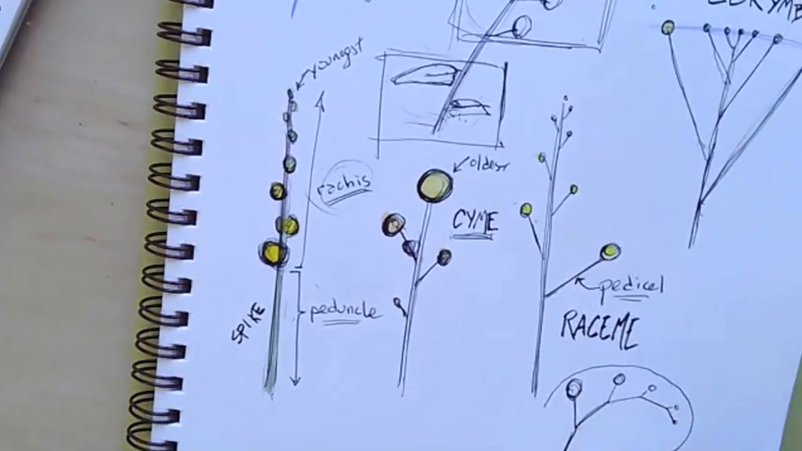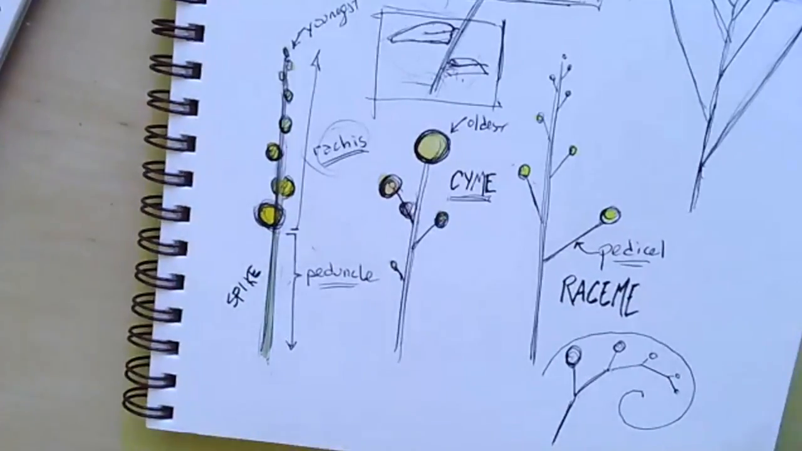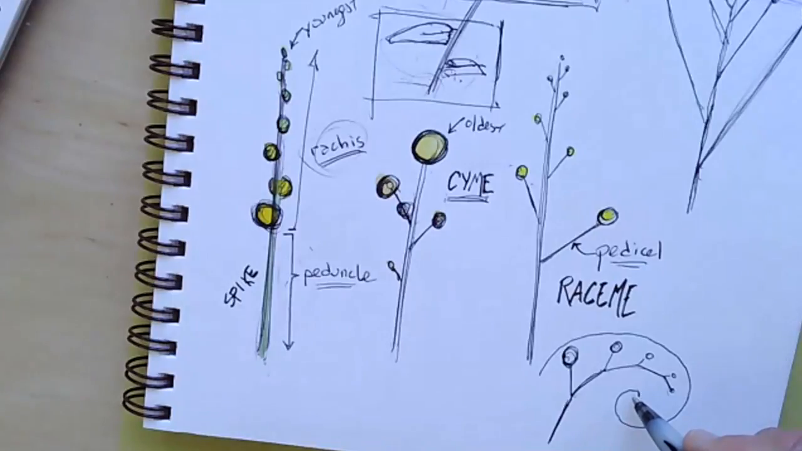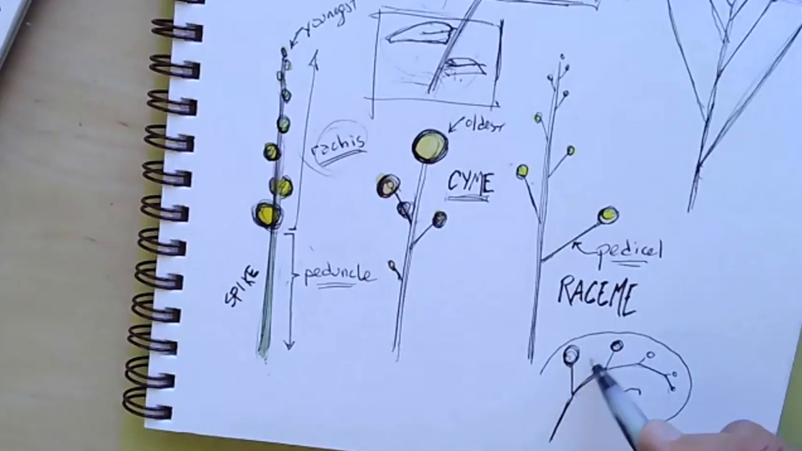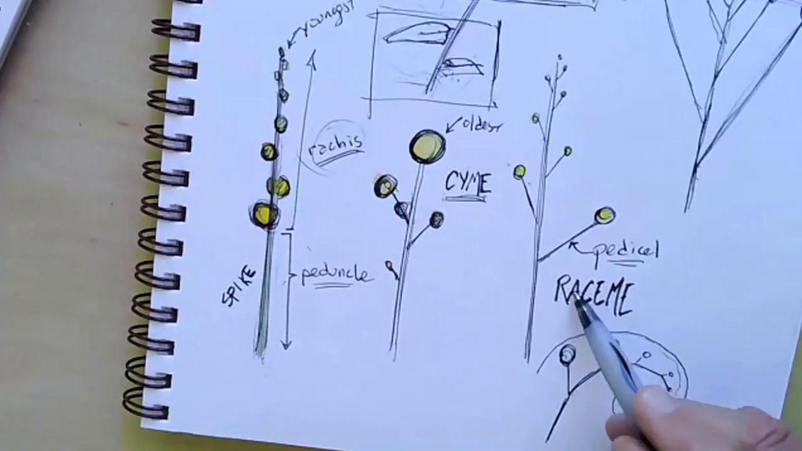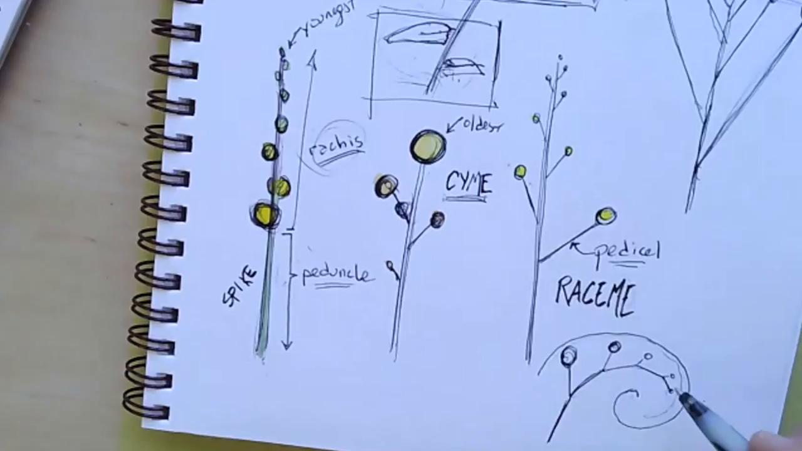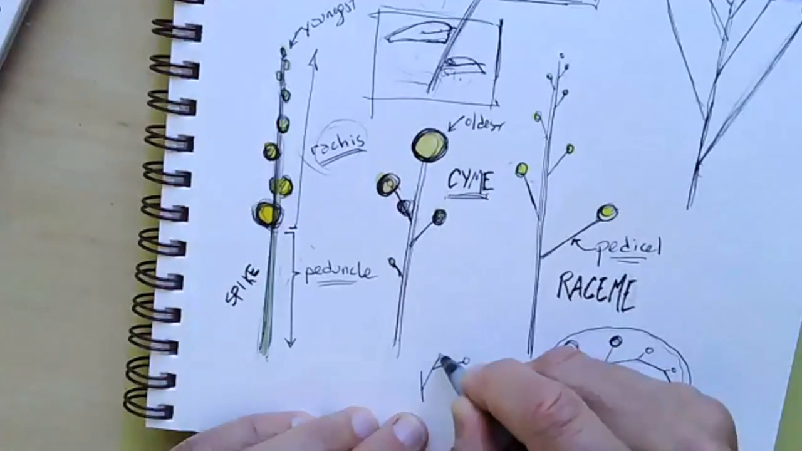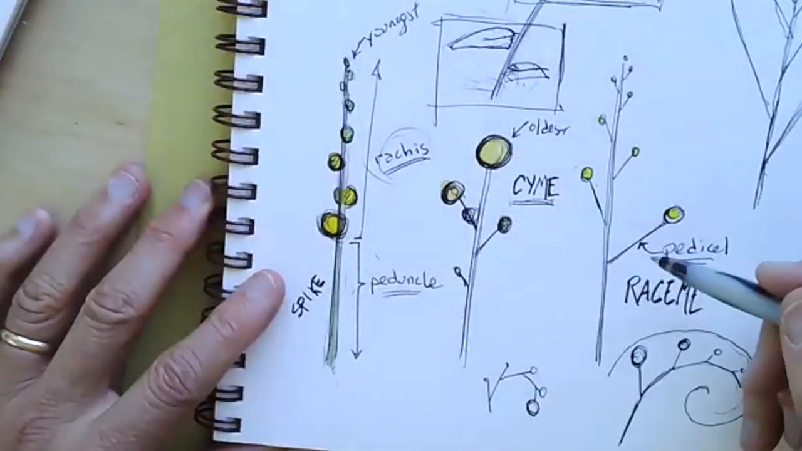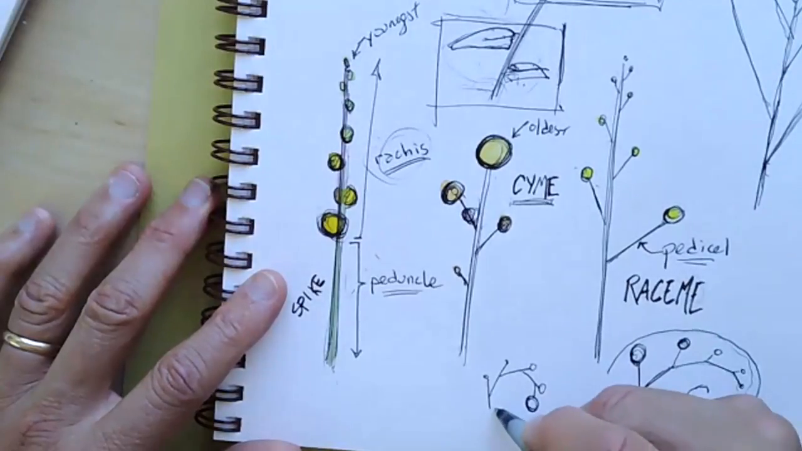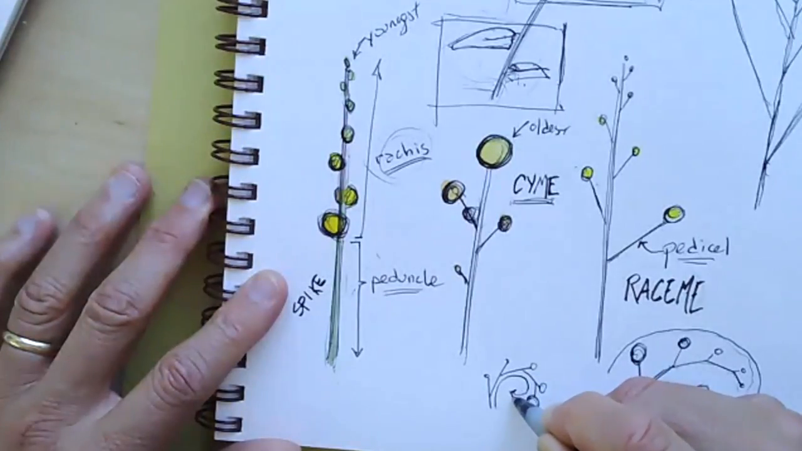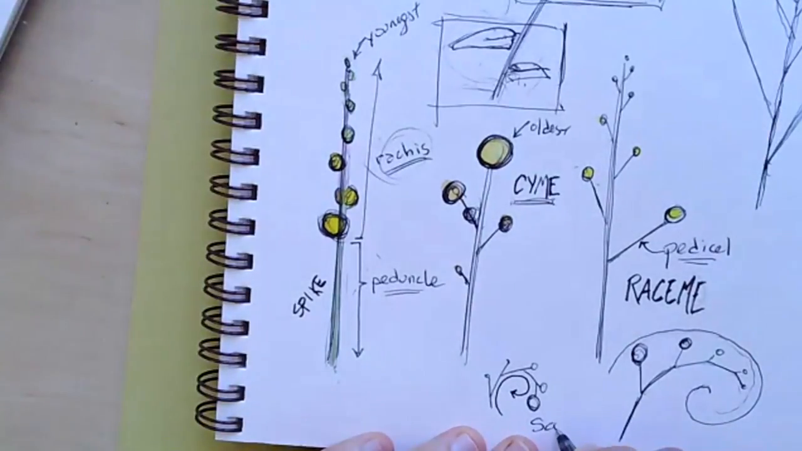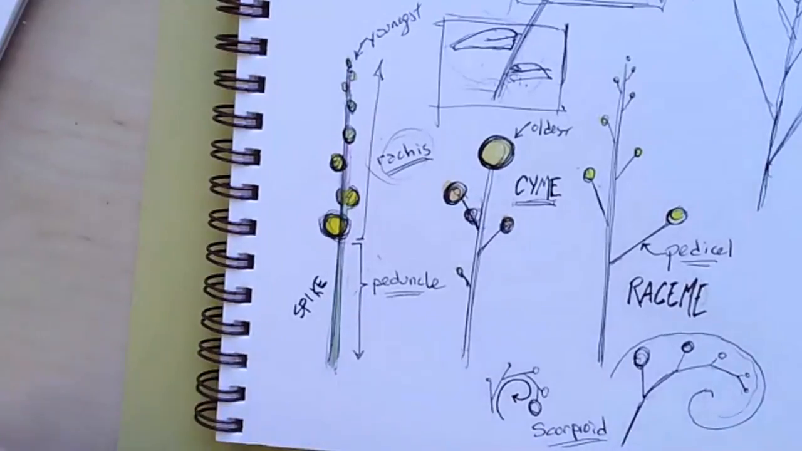I can get these lovely curling arrangements. And when they're doing this curling thing, that is called being scorpioid, like the tail of a scorpion. So I can have a scorpioid raceme here. If it is this way, with the oldest flower out here at the tip and younger ones coming back, then that is scorpioid. So just think, when these are all in a scorpion hook, that's the term, scorpioid, to describe that.